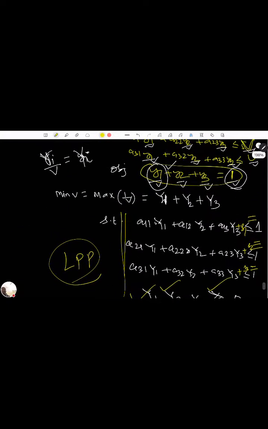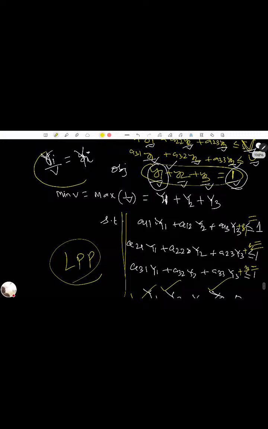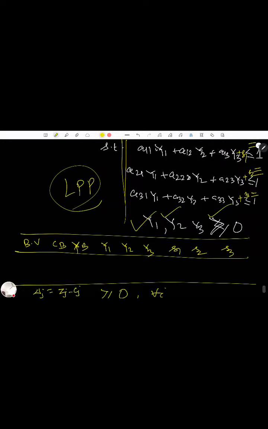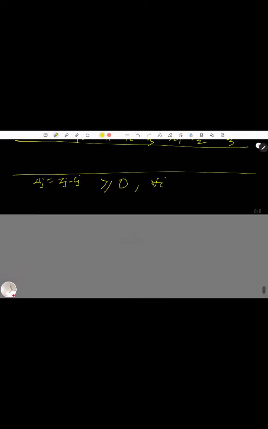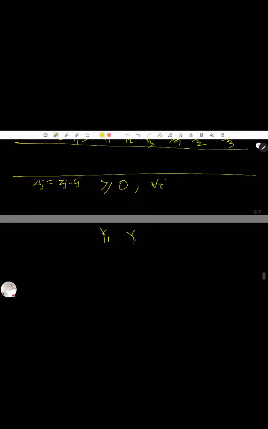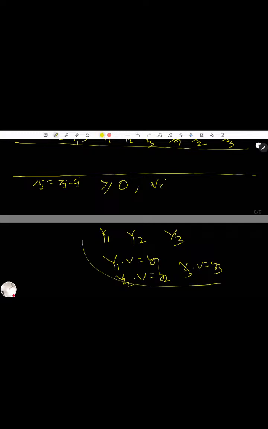And from capital Y1, Y2, Y3 we can get back to small y1 by multiplying. So after that we find Y1, Y2, Y3. Now Y1 into V will be my small y1. Accordingly Y2 into V will be small y2, and Y3 into V will be small y3. Accordingly I will get it.